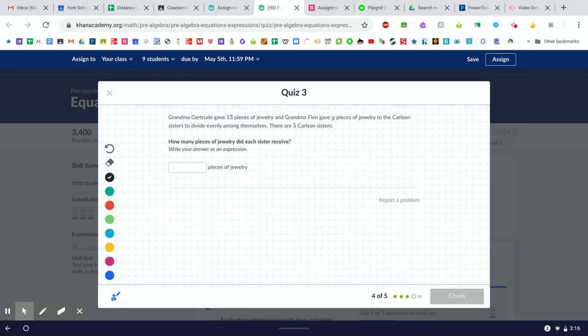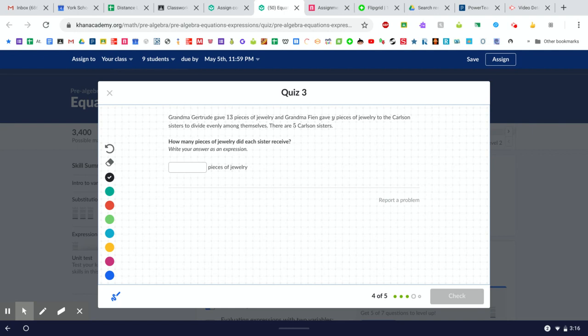Grandma Gertrude gave 13 pieces of jewelry, and Grandma Thien gave Y pieces of jewelry to the Carlson sisters to divide evenly among themselves. Oh my gosh. Okay. One grandma gave 13 pieces of jewelry and the other Y pieces of jewelry. Okay. There are 5 Carlson sisters.